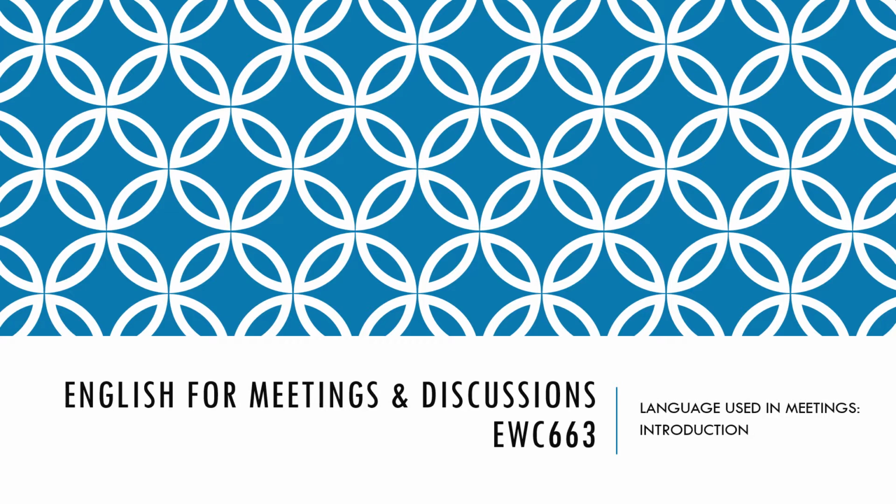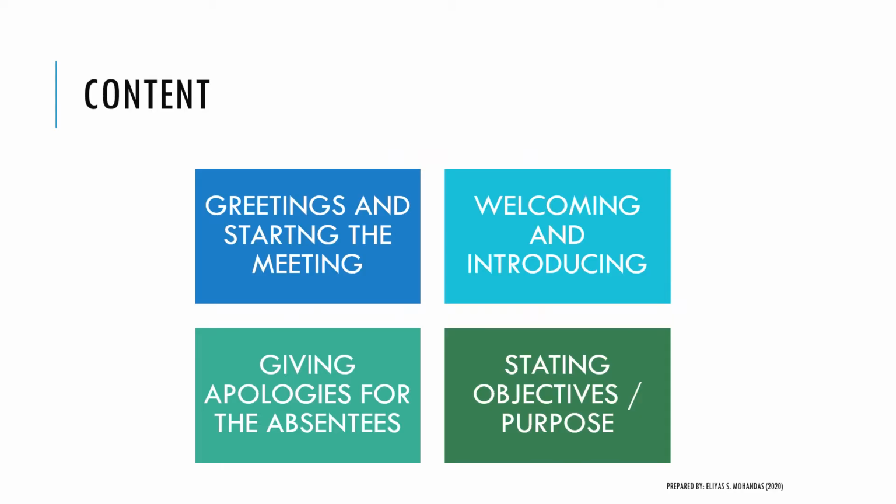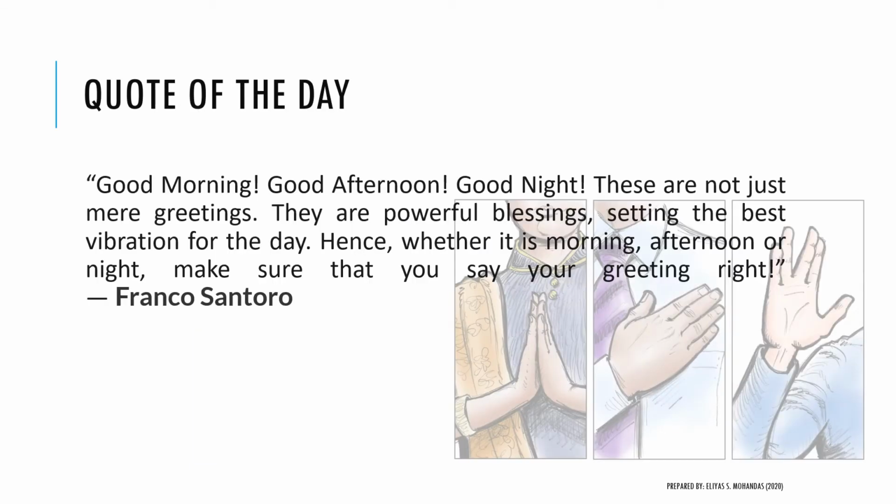This time we'll be looking at language used in meetings in terms of the introduction, or the beginning part of a meeting. These are the things that we'll be looking at. The first one is greetings and starting the meeting. Number two is welcoming and introducing. The third one is giving apologies for the absentees. And the last one is stating the objectives and purpose. Now, this is just a quote that you can read on your own and try to be fulfilled or enlightened by this quote.